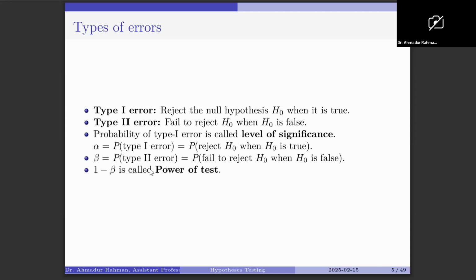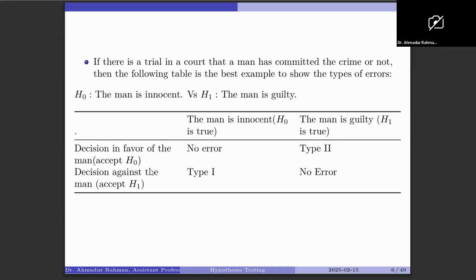Second is type 2 error. Type 2 error says that we fail to reject the null hypothesis when it is false. Okay. And then the probabilities of these two are taken, and they are called level of significance and power of test. Here an example is given to demonstrate these errors. If there is a trial in a court on whether a man has committed a crime or not, then the following table is the best example to show the types of errors.